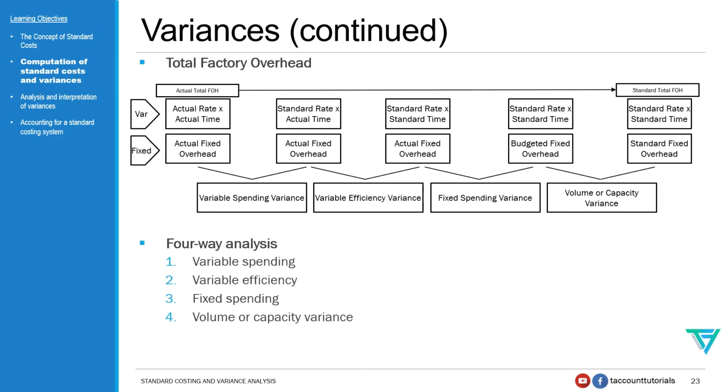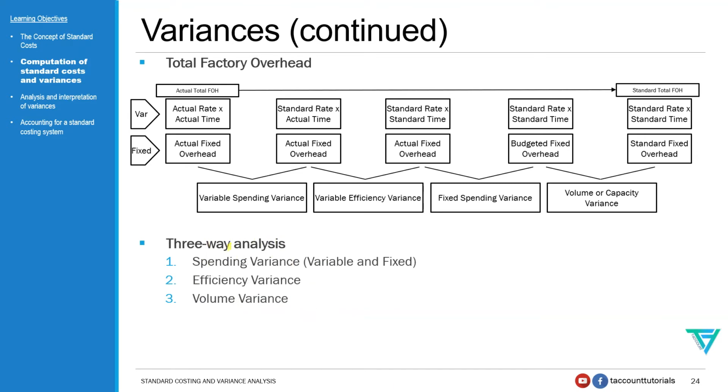Now, the 3 analyses which we will be discussing now are just ways wherein these 4 variances are presented, right? So different combinations of the same amounts would lead to different analyses and presentations, but basically the concept remains the same. It's just a different wording or a different terminology, right? So don't be confused. The first method of analyzing this is through the 4-way analysis, which is basically listing down all of the variances we've computed here, right? So variable spending, variable efficiency, fixed spending, and volume or capacity.